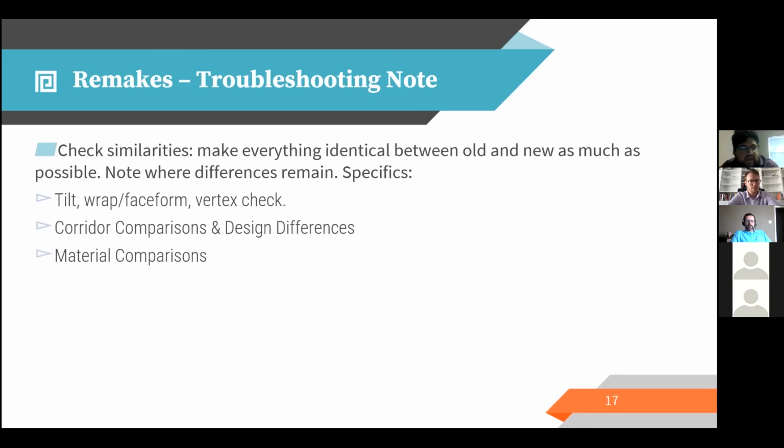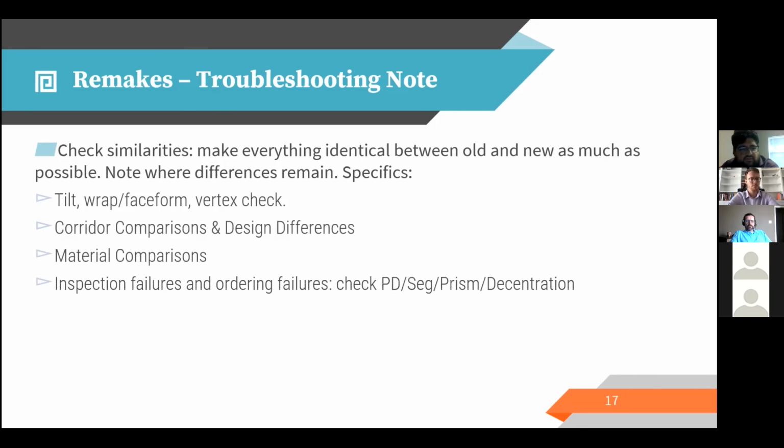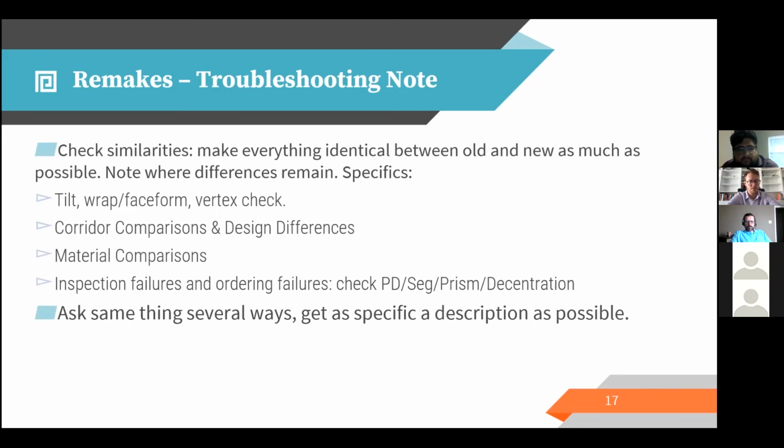In the rare case that you have a material problem, make sure those are the same. If not, evaluate why that might affect vision. And was there an inspection error that happened? You know, we didn't catch that this PD was off, this seg was off, decentration was off. There's induced prism that I didn't catch at the inspection stage.